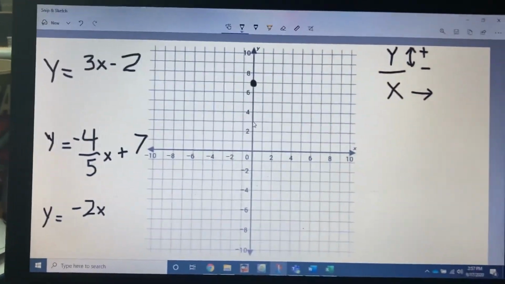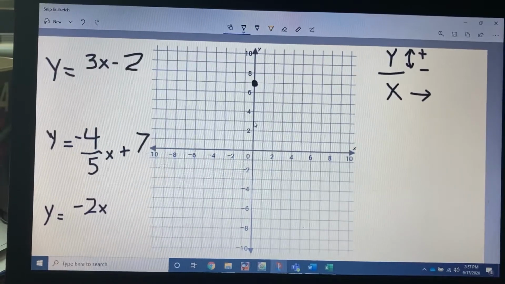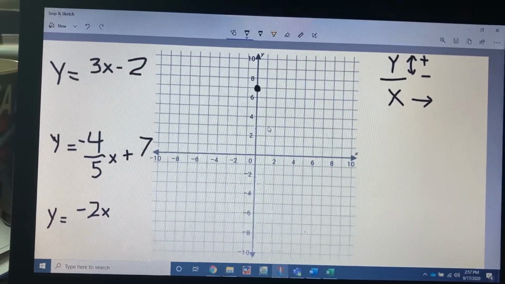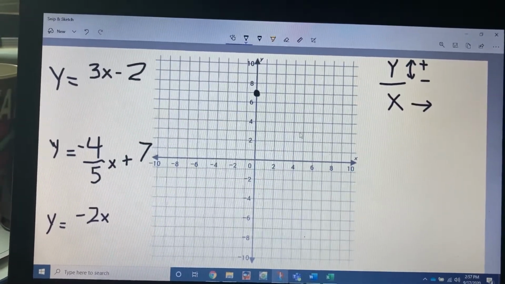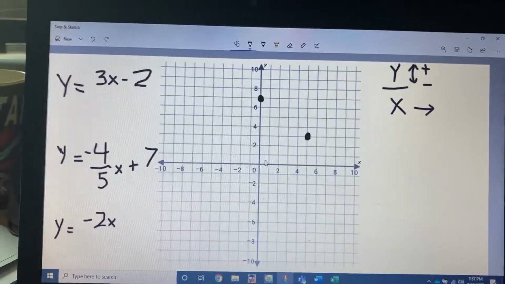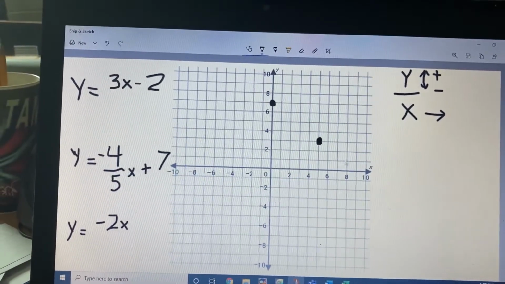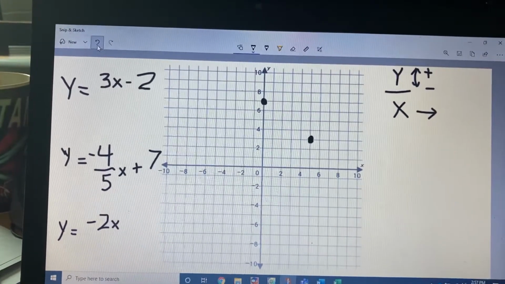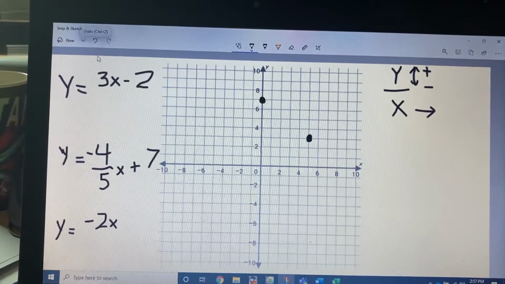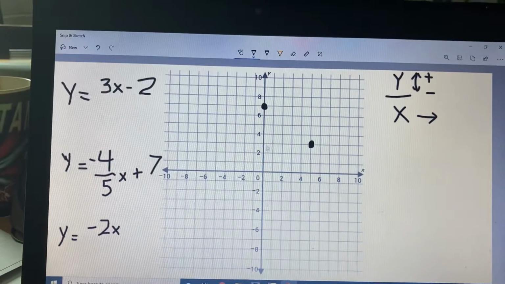And the bottom number tells us how much to go to the right. That bottom number is 5, so I'm going to go to the right 5. 1, 2, 3, 4, 5. And again, we just need two dots, and then it would make a line for us. So again, y-intercept 7, down 4, right 5.